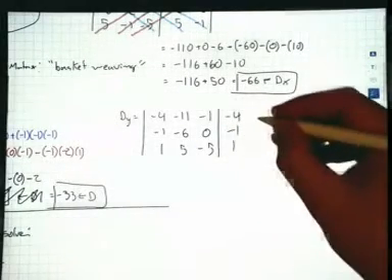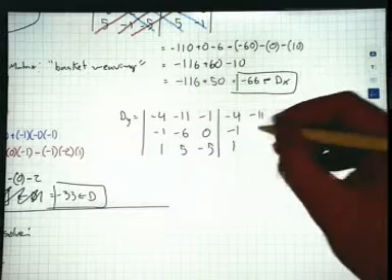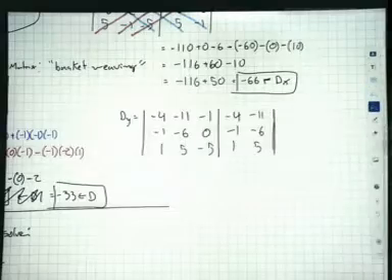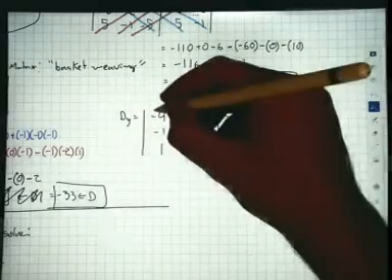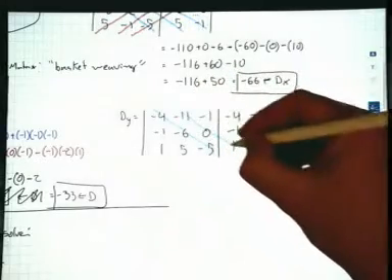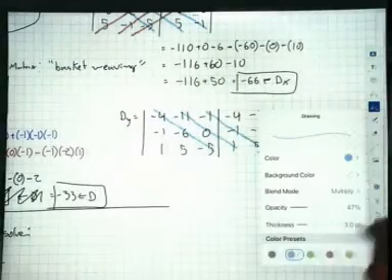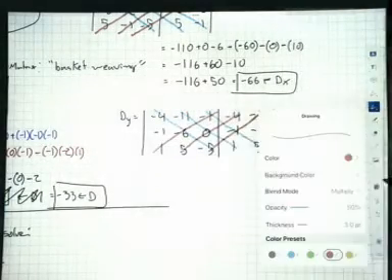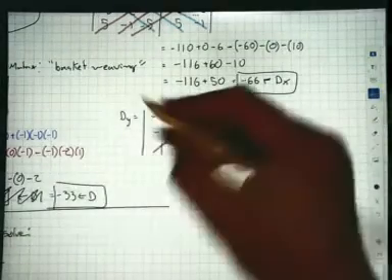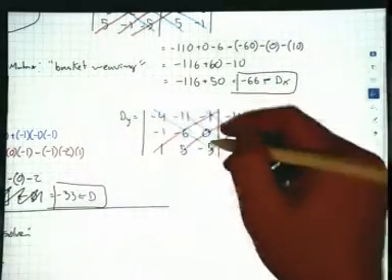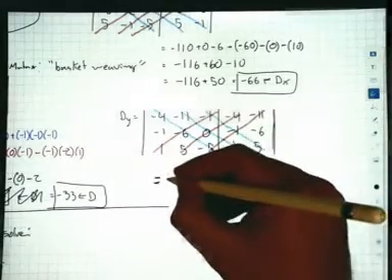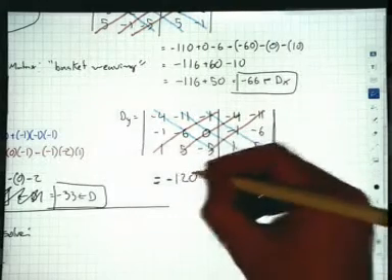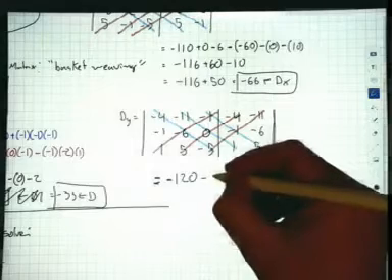-4, -1, 1. -11, -6, 5. And here we go. Now again, for the purposes of just keeping everything in line, here we go. -4 times, so we got 3 negatives, so that's going to be minus 4 times 5 is 20, times 6, that's going to be a -120, plus 0.